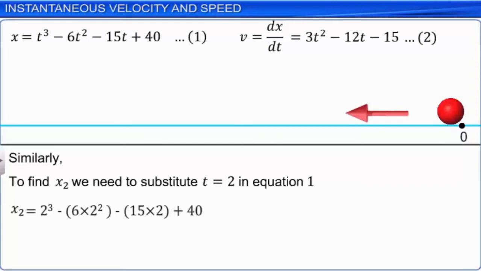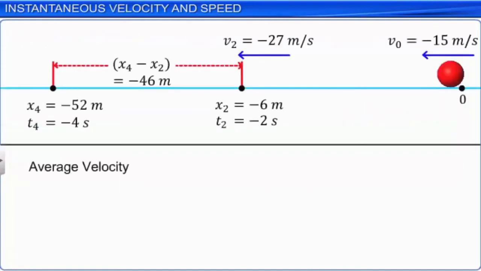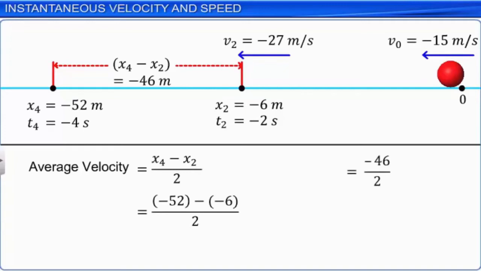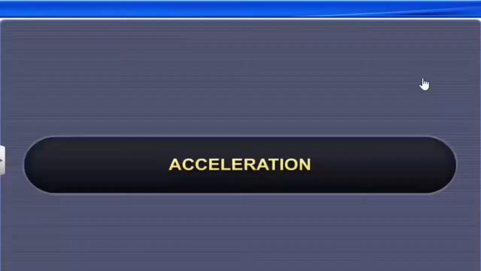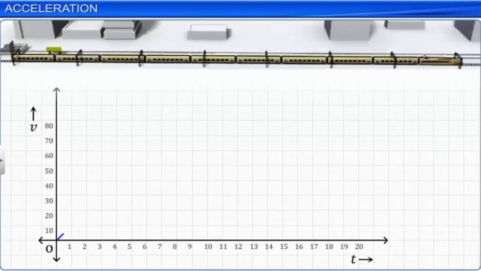Average velocity is equal to (x4 minus x2) by 2, which is (minus 52 minus of minus 6) by 2, which is equal to minus 46 by 2, which is equal to minus 23 meters per second. Therefore, the average velocity between t is equal to 2 seconds and t is equal to 4 seconds is minus 23 meters per second.